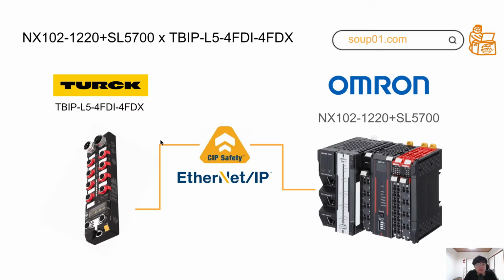And for the adapter side, in this tutorial, I'll use a CIP Safety IO block module from Turck. The model number is TPIP054FDI4FDX. This is a CIP Safety IO module. Then I'll use these configurations to build CIP Safety connections and normal Ethernet IP connections. In this video, I will show you a complete project. I will also mention the many points you need to take care of when you create a project with OMRON and Turck modules.